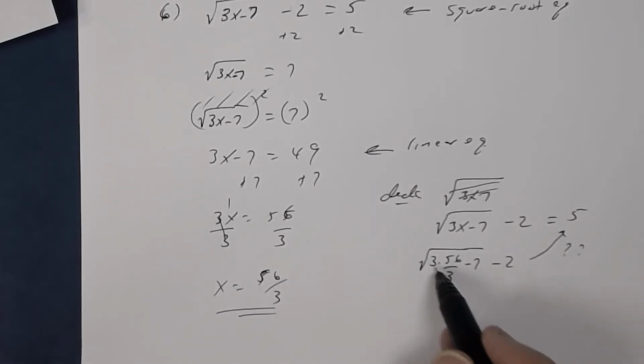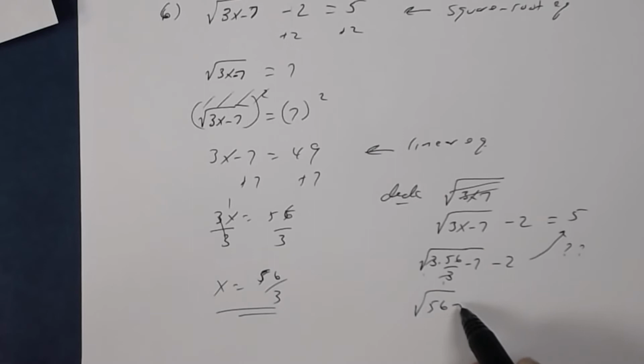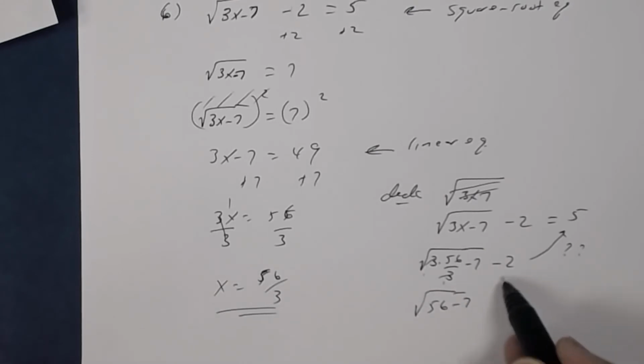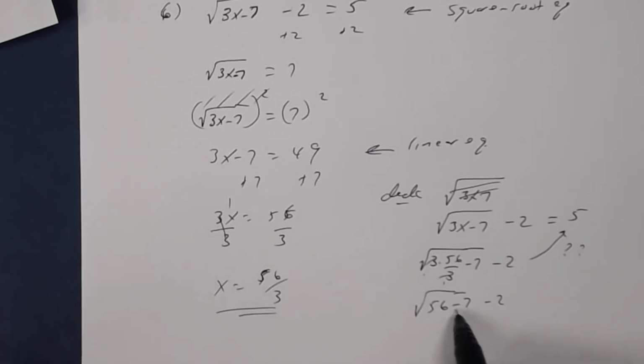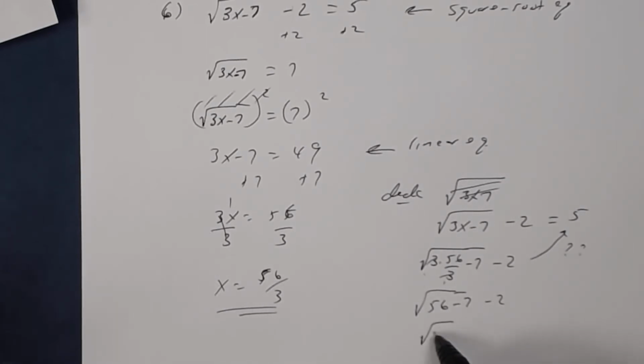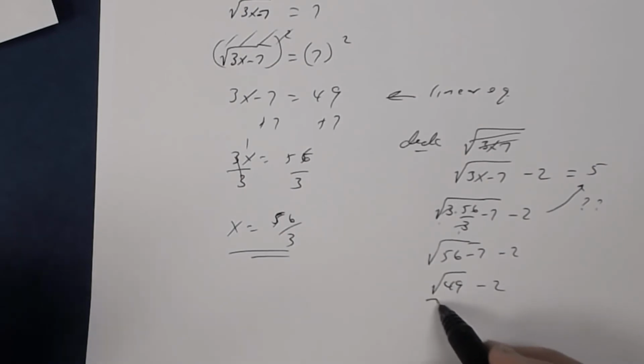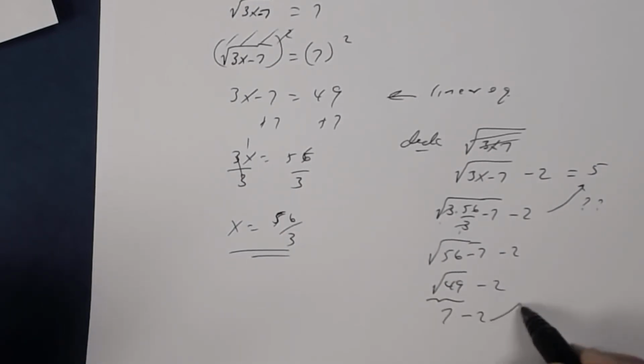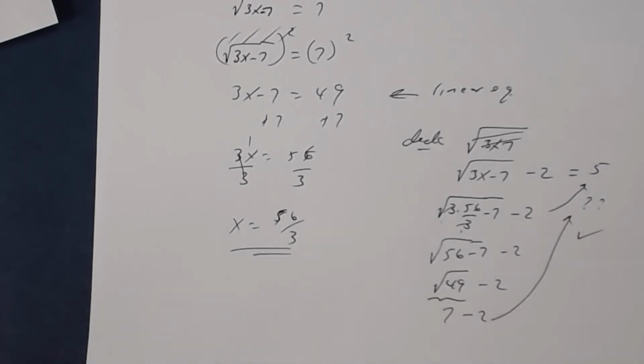Well, what is 3 times 56 divided by 3? Well, the 3's divide out. Y'all agree? So that's 56. And what is 56 minus 7? And then remember, we're subtracting 2. I want to see if that's going to be 5. Well, 56 minus 7 is 49, right? And don't forget you're subtracting 2. What's the square root of 49? 7. And what's 7 minus 2? It is 5. Okay? All right.